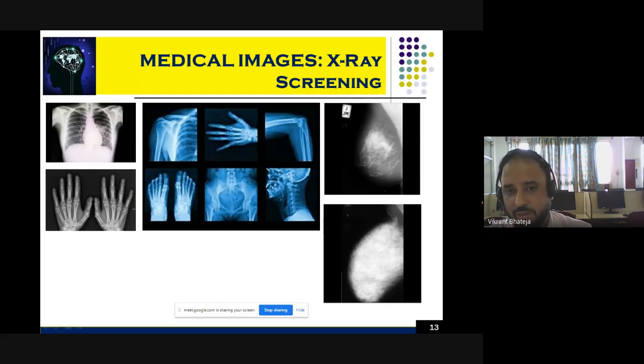If you see this particular zone where you have X-rays of different other body parts, you can see there is ample sharpness in these images. You can very easily locate things because of the good contrast. But if we see a mammogram or a breast X-ray image, you can see that these images have very poor contrast.